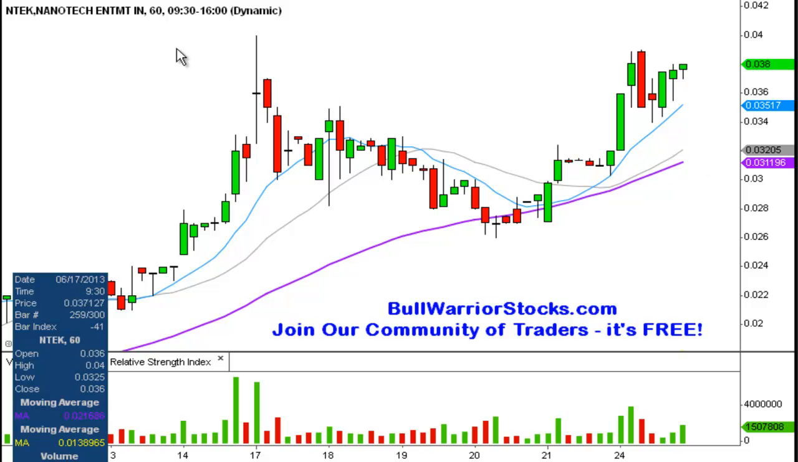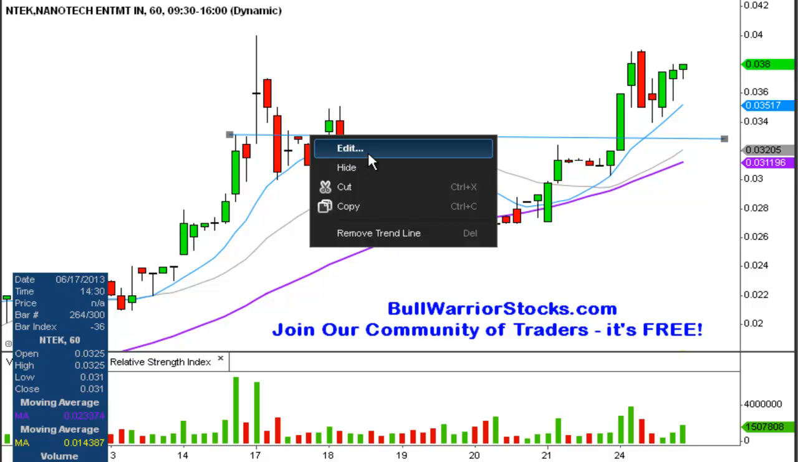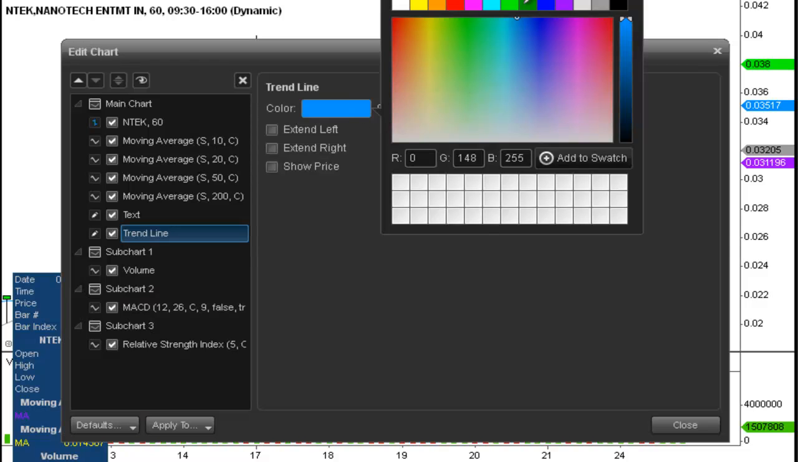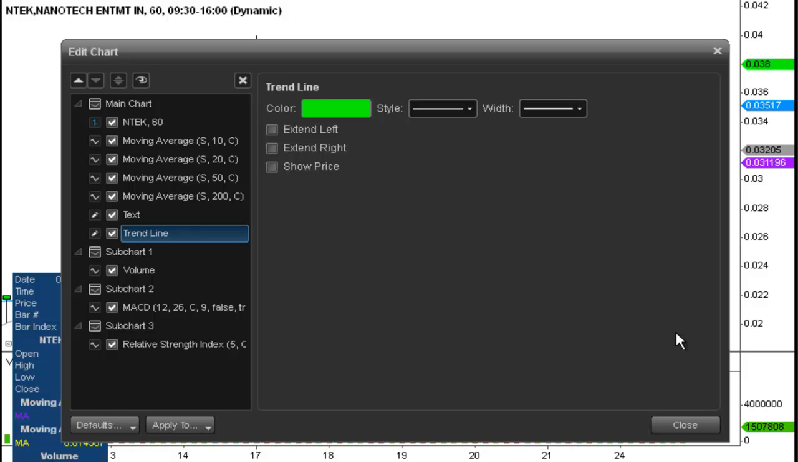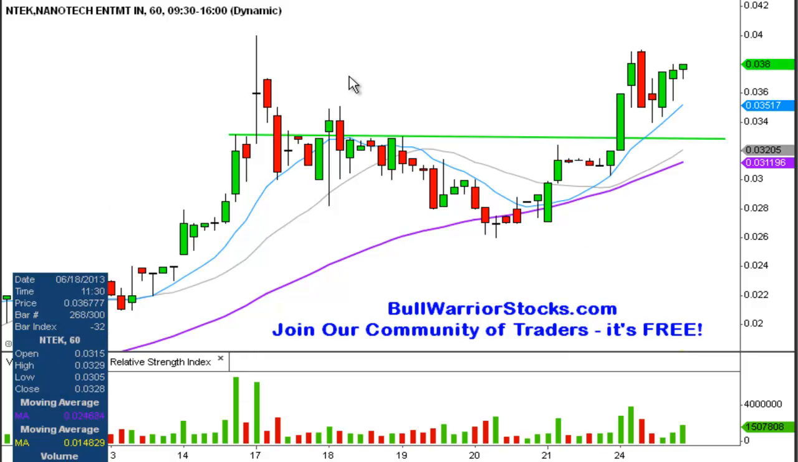If it does get tested again, another level of support to keep an eye on if the price does pull back is going to be this level right here. This is valued at 0.033. So 0.033 is another area of support that you want to keep an eye on if the price does pull back in the coming days. It has just gone through an area of consolidation here, so it's not like the chart's overextended or anything like that. So we'll see if it even does pull back.